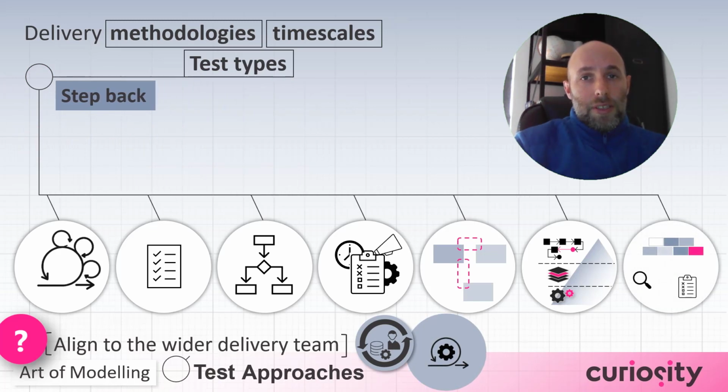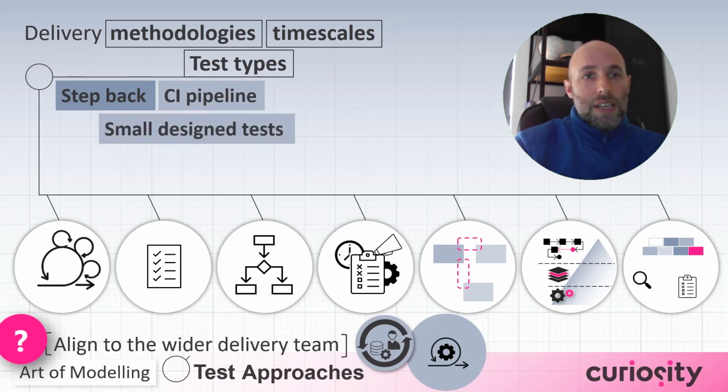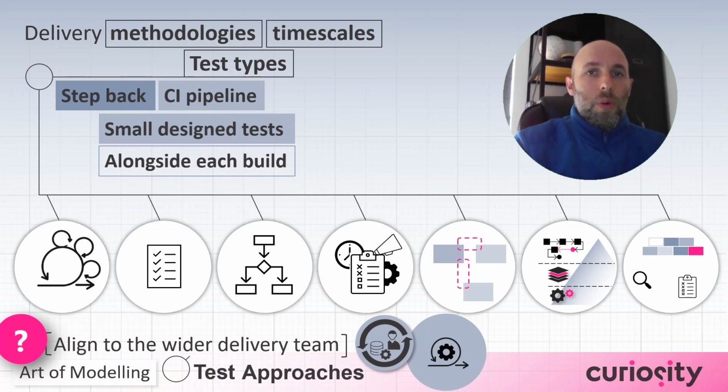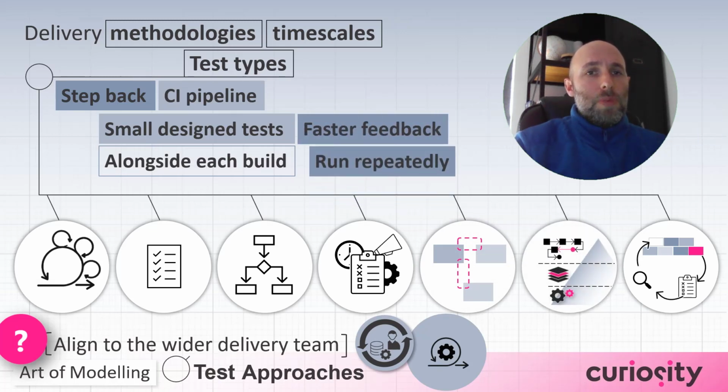If we are working, for example, with a CI pipeline, our test approach needs to have designed small tests that run alongside each and every build. Again, we can build on the isolation we have created through our blast radius work and implement an appropriate test pyramid to help us target our testing with fast, reliable, specific tests aimed at providing faster feedback and, importantly, being run repeatedly.